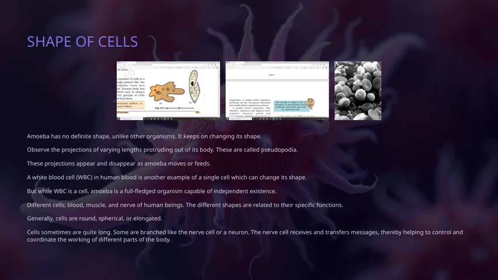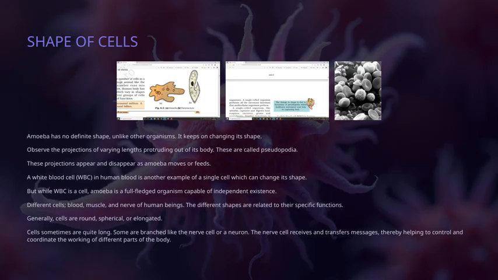Let's talk about the shape of cells. Amoeba is a fascinating example because it doesn't have a fixed shape like many other organisms. Instead, it constantly changes its form as it moves and feeds. If you observe closely, you'll notice projections of different lengths sticking out from its body. These are called pseudopodia, and they help the amoeba move and capture food. These projections appear and disappear as needed, showing how adaptable it is.